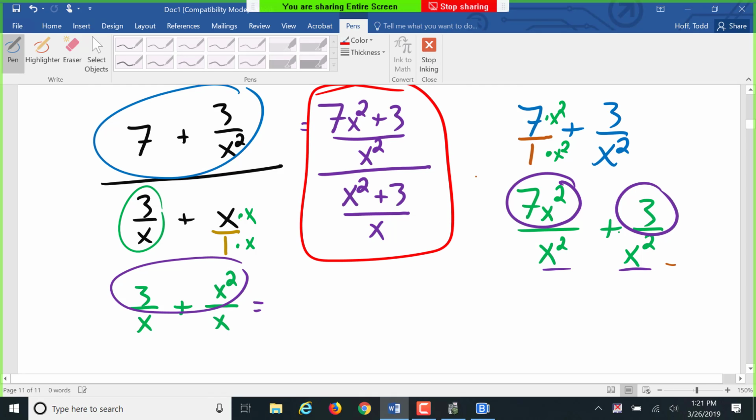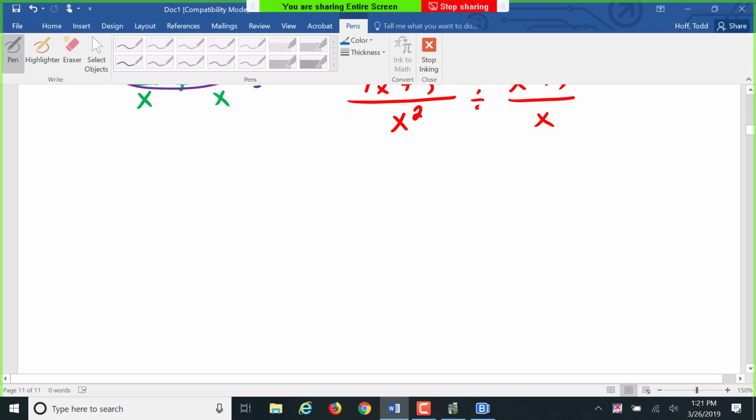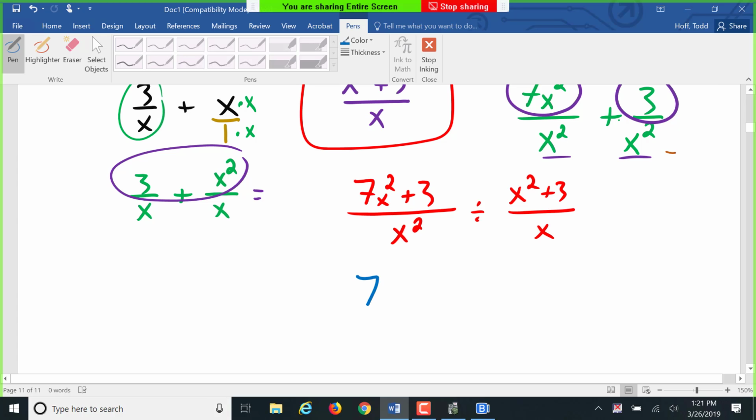Now we have to divide that. 7x squared plus 3 over x squared divided by x squared plus 3 over x. What's my next step? Change it to multiplication by the reciprocal. Good. So again, the 7x squared plus 3 over x squared doesn't change. This becomes times x over x squared plus 3.